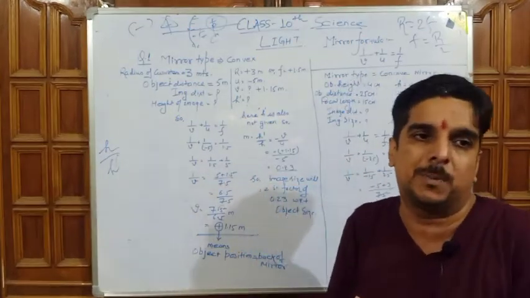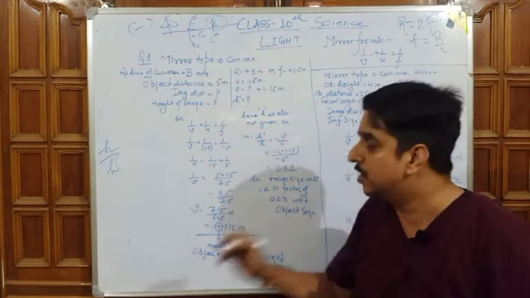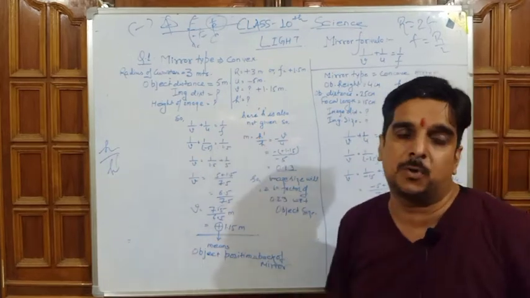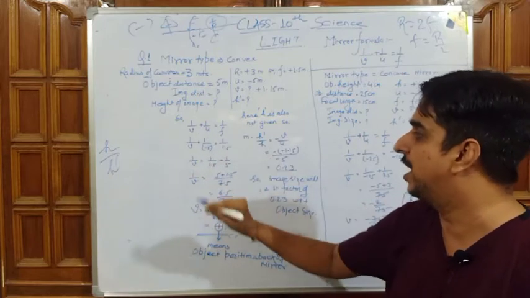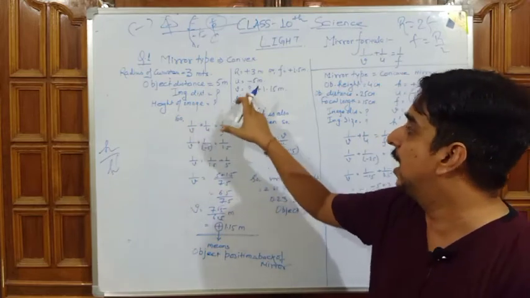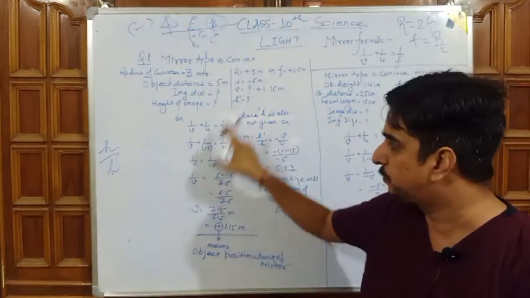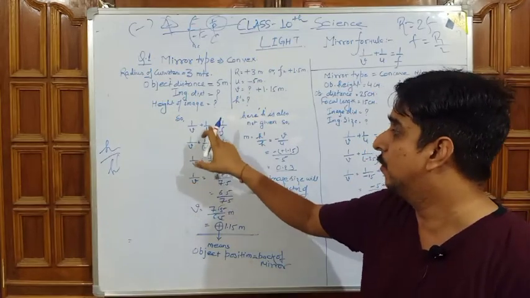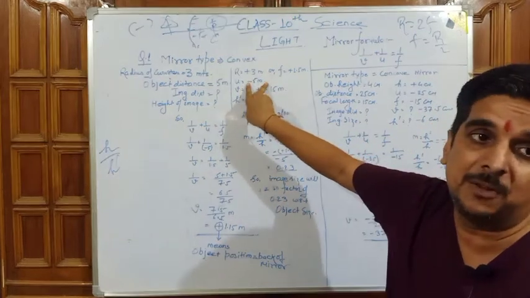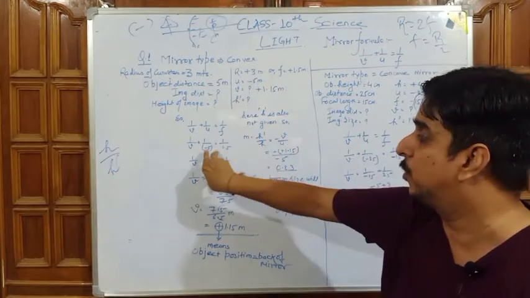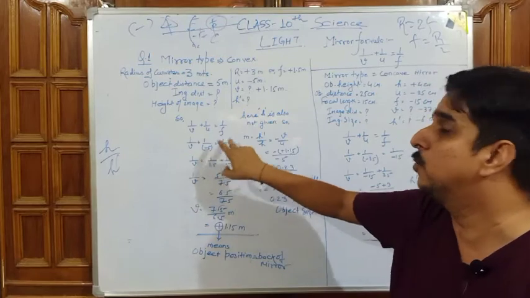1 by V plus 1 by U is equal to 1 by F. So now we will use that universal formula for mirror. 1 by V plus 1 by U is equal to 1 by F. Here we have to find out the value of V. So 1 by V plus 1 by U. Here what is U? U is equal to minus 5. So I wrote minus 5 is equal to 1 by F.